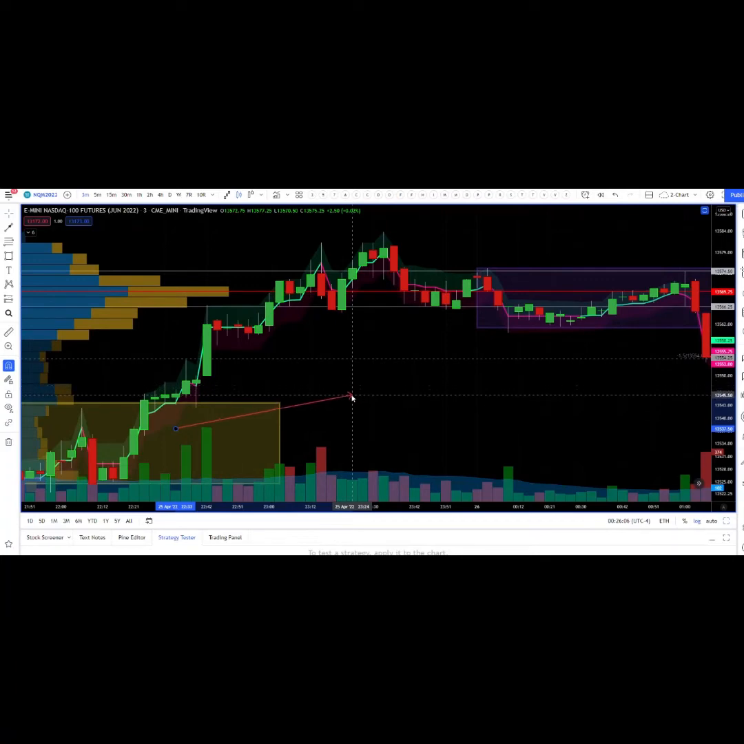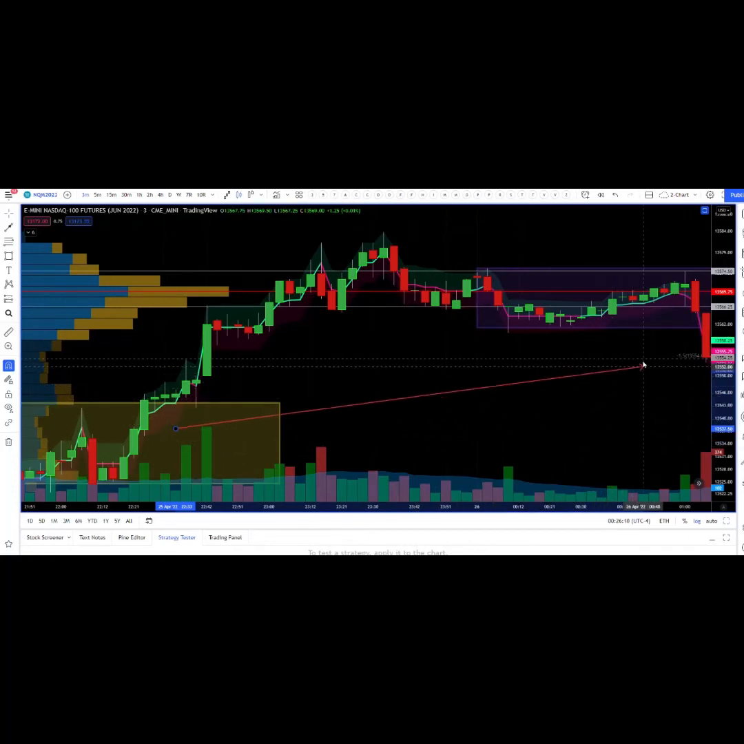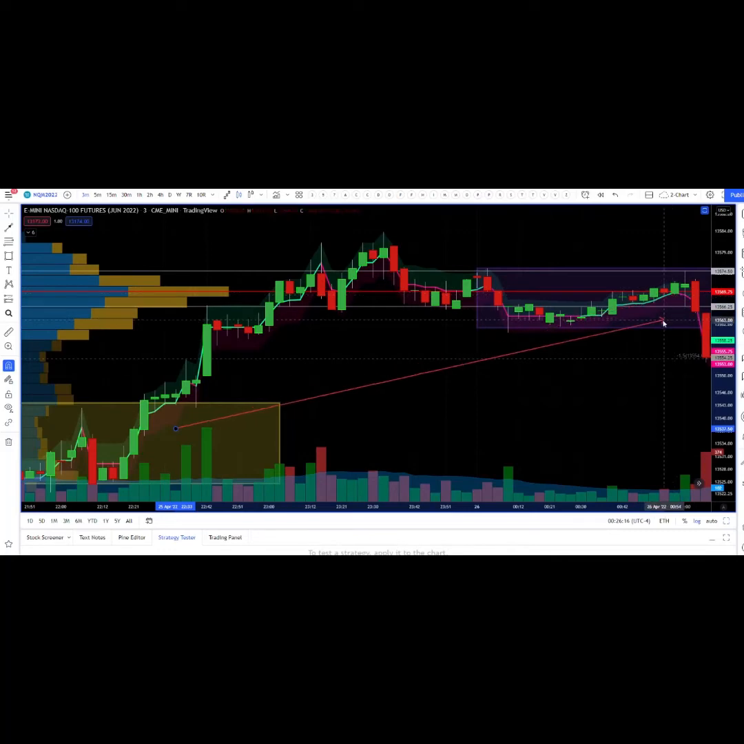Let's see. After the 574 retest, got a question in the Discord. Is this a short? Okay. Good question. I actually do like it as a short. I do. I would take the breakdown. Here I don't. Oh, you're talking this.